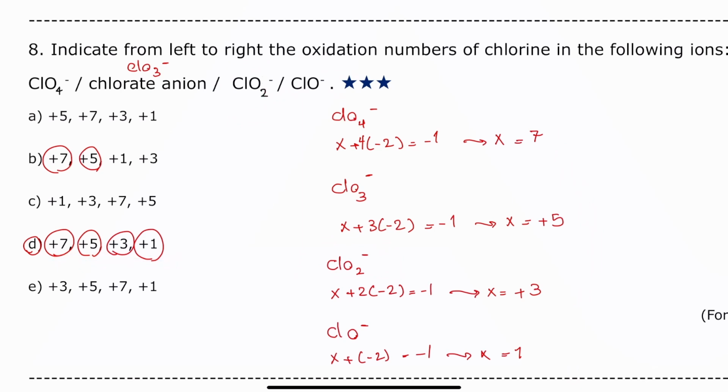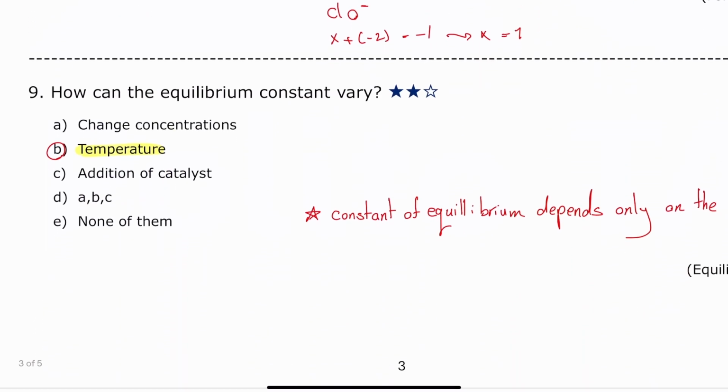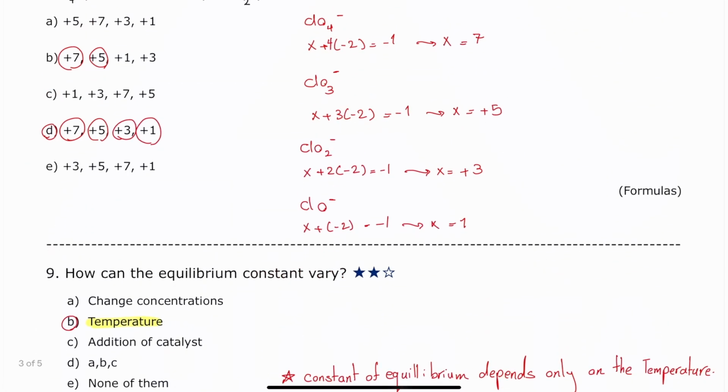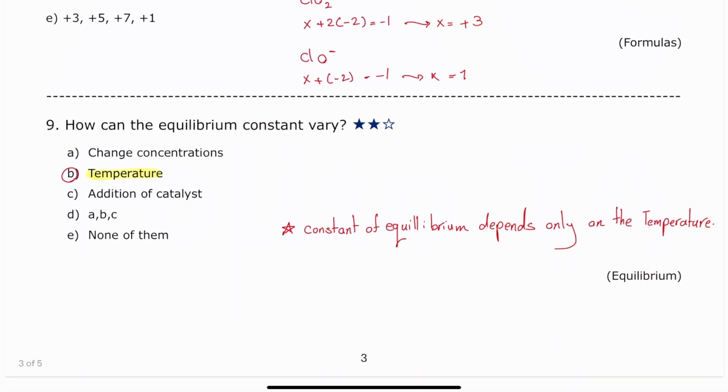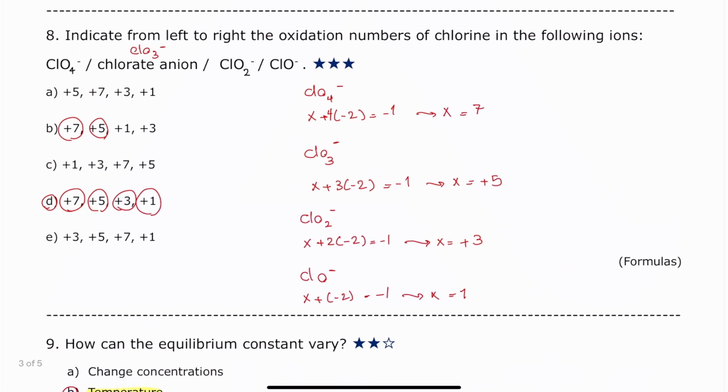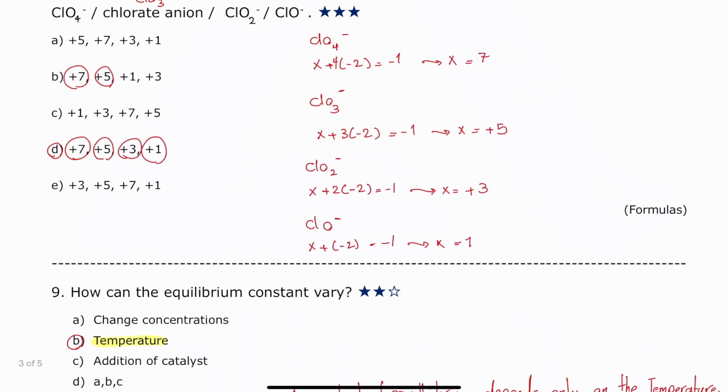And sometimes for those of you who are very interested in chemistry, we know that the oxidation numbers of Cl are actually very popular ones. 7, 5, 3, 1 is a popular set. So you can just go by heart, 7, 5, 3, 1. But either way, you can just calculate it this way.